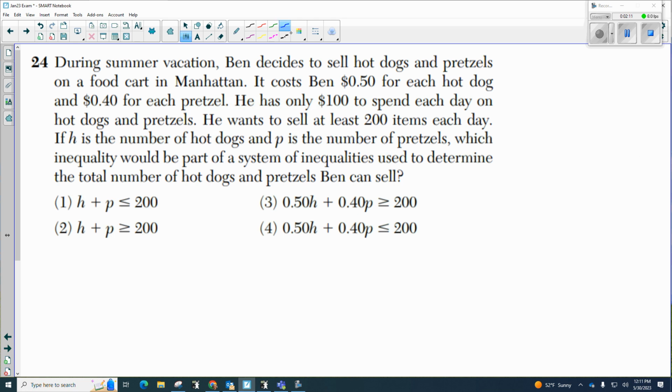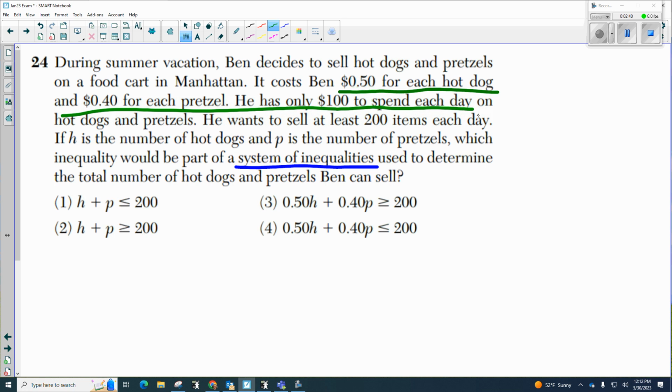Okay, that's a long question, isn't it? But the key part here, you see that we're writing a system of inequalities. So we're going to have to write out 2 different inequalities. And in this type of scenario where they give you money, you have to make sure that all the money goes together. So we have 50 cents for a hot dog, 40 cents for a pretzel, and he has only $100 to spend. Those 3 numbers are all going to go together in one inequality.